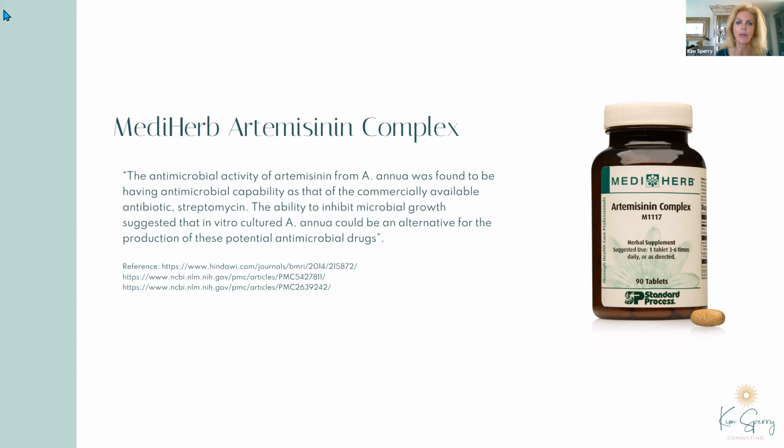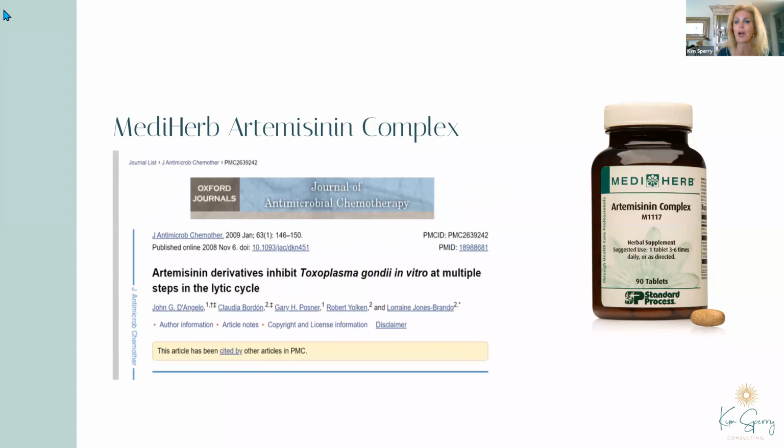And I thought this was interesting. The antimicrobial activity of artemisinin from Artemisia annua was found to have antimicrobial capability as that of the commercially available antibiotic streptomycin. The ability to inhibit microbial growth suggested that in vitro cultured Artemisia annua could be an alternative for the production of these potent antimicrobial drugs. The scientists are looking for other things because, again, we're running out of antibiotics. We need things that are going to be just as effective, but microbes aren't resistant to them.